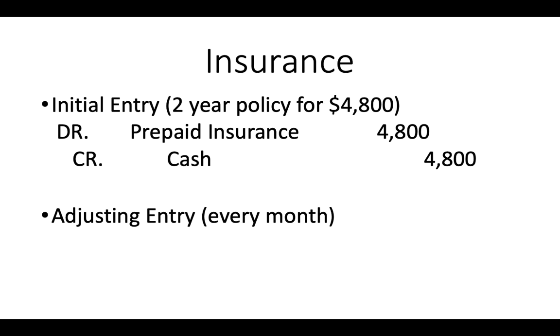Now what happens afterwards? The adjusting entry for this is going to be every month. Every month we're going to record something. So give a shot for what you think the adjusting entry is for that. And here it is. It's a debit to insurance expense for $200 and a credit to prepaid insurance for $200. Where did the $200 come from? Well, I just took the $4,800, divided it by 2 to get a yearly amount of $2,400, divided that by 12 to get a monthly amount of $200. And that's the math in this class.